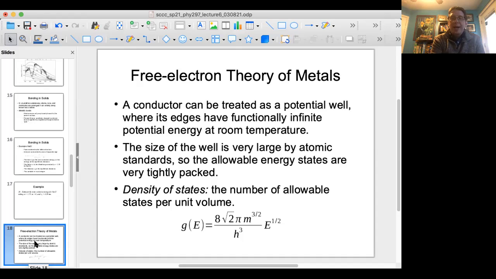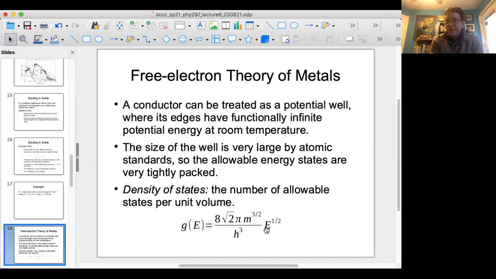So the size of the well is very large by atomic standards. As a result, the allowable energy states are very, very tightly packed. Again, you can think of an infinite square well with a very large value of L. And instead of a rather broad spacing, the spacing is tightly packed. And you can talk about the density of the states, the number of allowable states per unit volume. And that's a function of the energy.